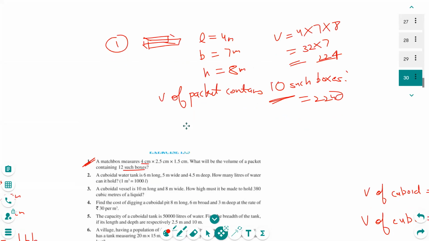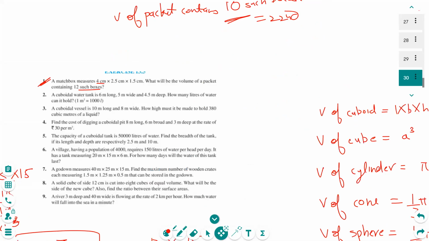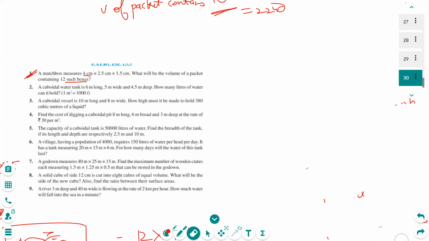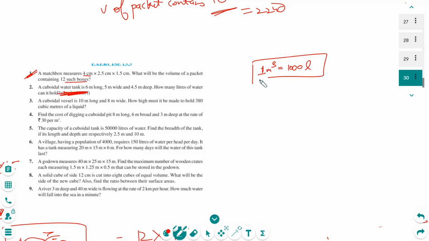Okay. How about we move to the second question now? Okay. Now, in the exam, you won't have these hints that are given in the brackets. So I want you to remember these conversions. Okay, I'm going to tell you 1 meter cube is equal to 1000 liters. This is a very important conversion. Okay, it won't be given in this one. 1 meter cube is how much? Is 1000 liters.